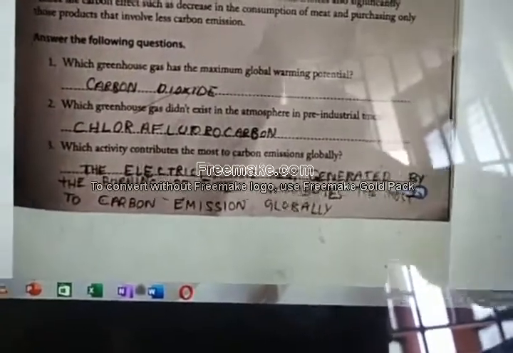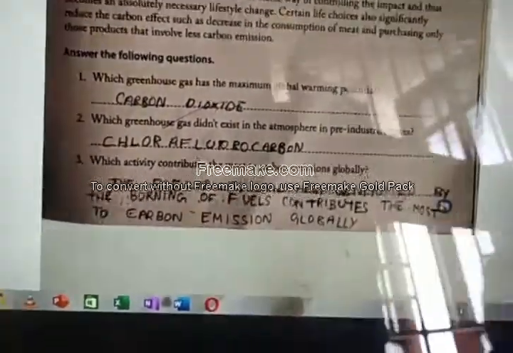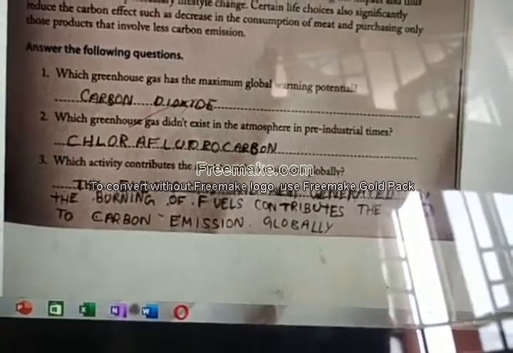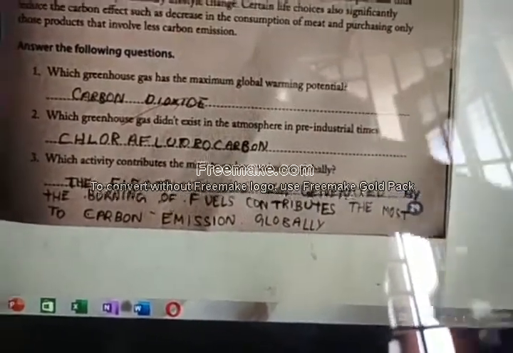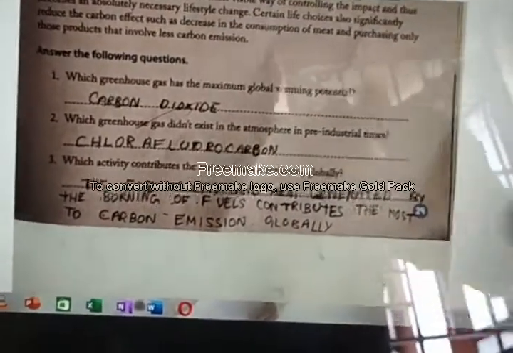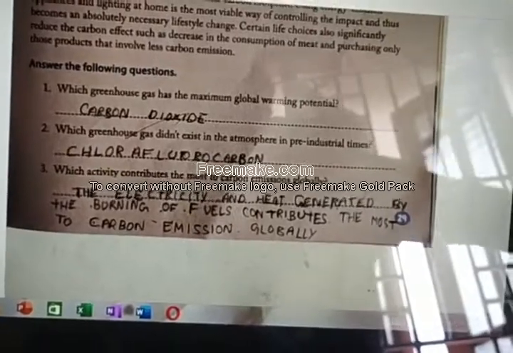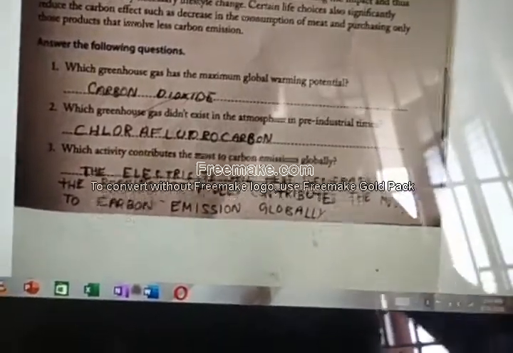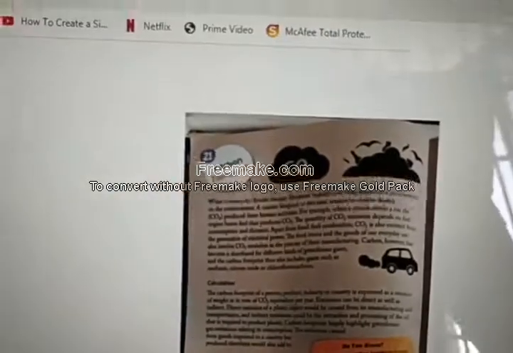If we reduce this, if we avoid this and go for renewable resources, like producing electricity using sun, wind and water, then what happens? The carbon dioxide emission is reduced, which is good for ourselves and also for nature. That is what the whole chapter is dealing with: minimizing carbon dioxide, minimizing carbon footprint.